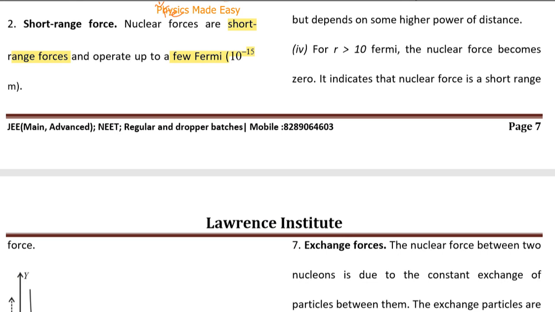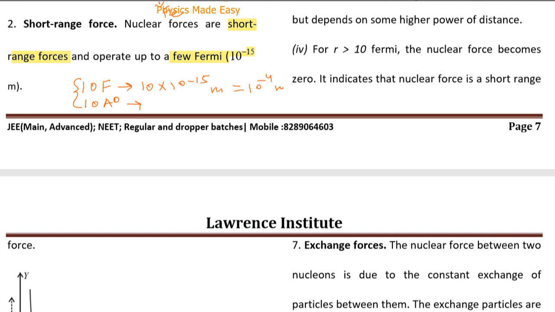Now I will compare their range with angstroms. These are the nuclear forces: 10 Fermi means 10 into 10 raised to power minus 15 meters, or 10 raised to power minus 14 meters. The range of electrostatic forces is 10 angstroms. So electrostatic forces have a range 10 raised to power 5 times more than the range of nuclear forces.